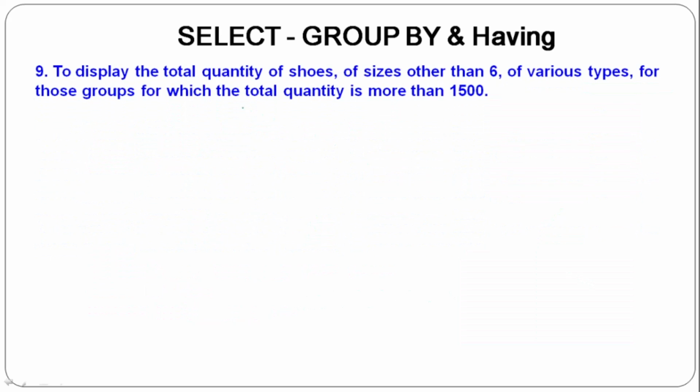Next question is to display the total quantity of shoes. Here we have to use the sum function for sizes other than 6. Here this condition is to be applied on individual rows. So we have to use the where clause. Here we have to group by type, as each type is to be displayed. So the group by clause is to be used, and we have to apply a having clause because we have to display the groups for which the total quantity is more than 1500. Here we have to apply a condition with an aggregate function. So we have to use the having clause.